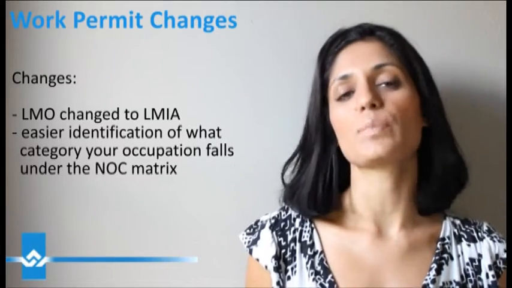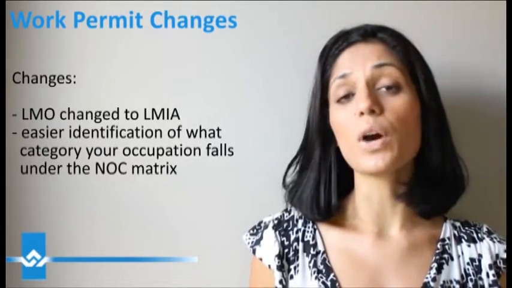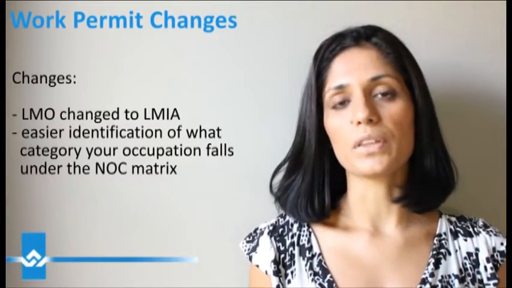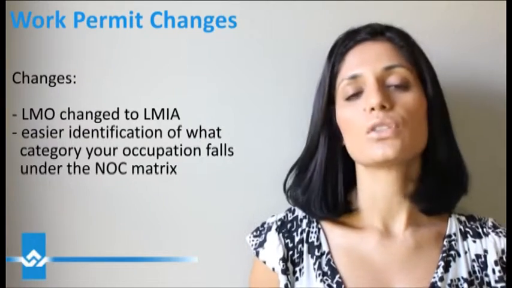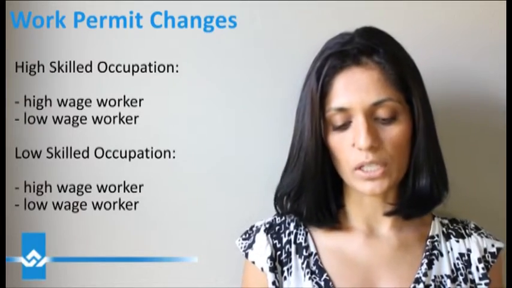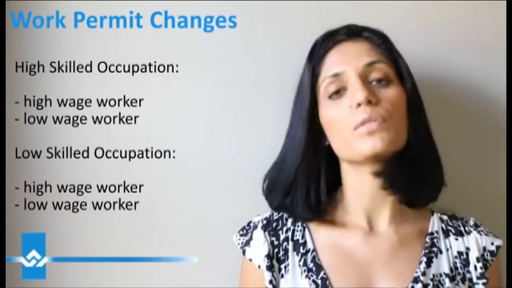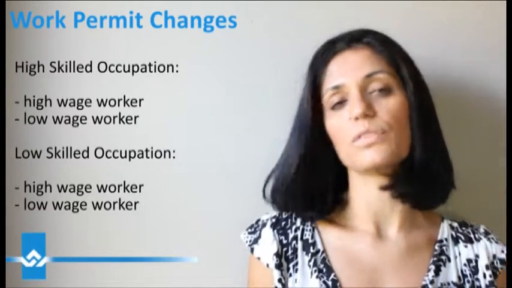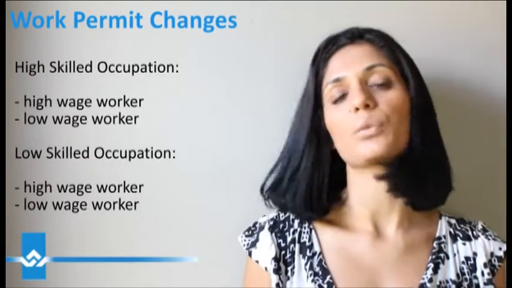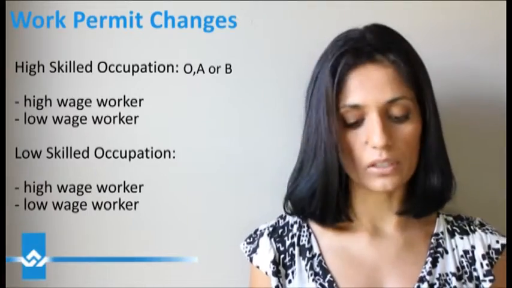Each stream has its own special requirements, so whether it's high-skilled or low-skilled, the actual requirements, specifically recruitment efforts and so forth, are a little bit different, as well as the prevailing wages. So the categories now are pretty much like this. The stream for high-skilled occupation could be divided into high-wage workers as well as low-wage workers. And the stream for low-skilled workers can also be divided into high-wage workers or low-wage workers. The high-skilled occupation is still related to the skill set level of O, A, or B, and the low-skilled occupations are still C or D.